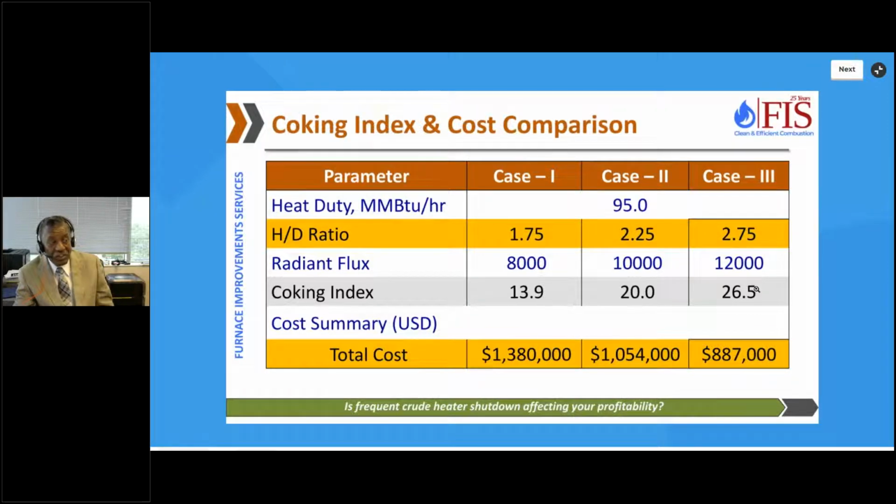Now, the question is, if you look at the cost, you are paying a little bit extra for the heater. But one shutdown will cover more than the difference of what you are saving. So look at the long run and see if you are buying a reliable heater or not. And coking index can tell you even before you operate the heater how good this heater is going to be.